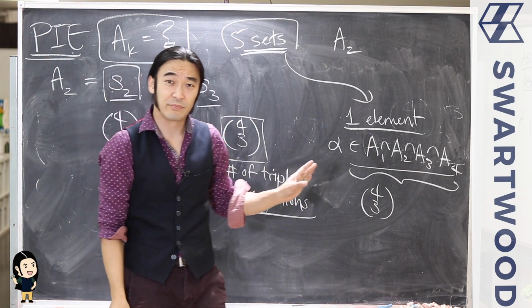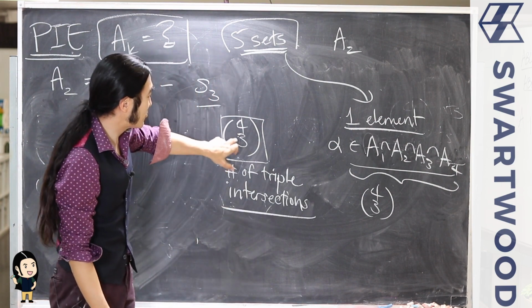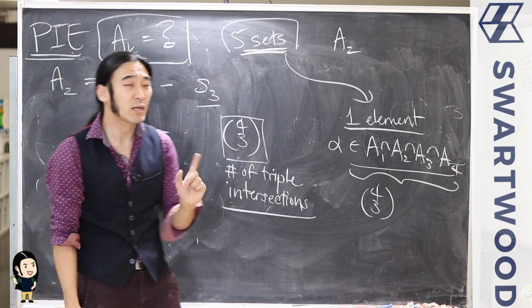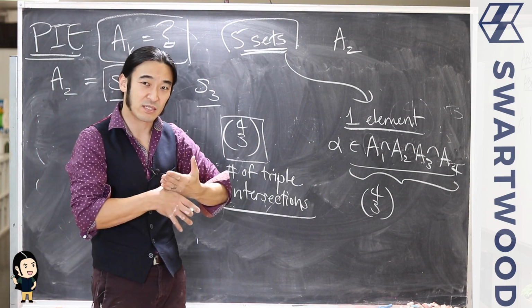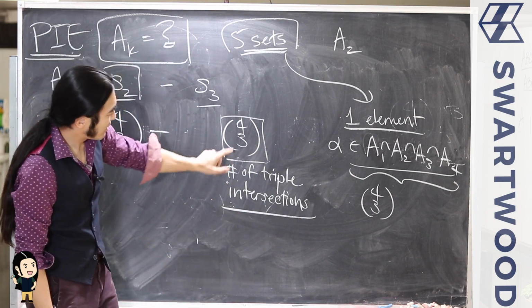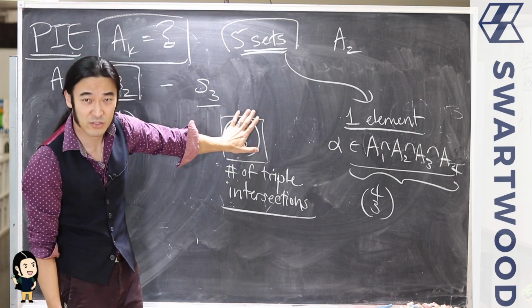That alpha sits in, right? Okay, what we've counted here is the number of triples that alpha sits in, but that's not what I want. What I want to do is count the number of double intersections alpha sits in. Okay, well, there are 4 choose 3. There are 4 triple intersections.